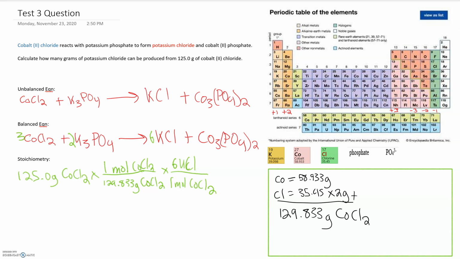We now have the mole ratio, and now we need to turn our moles into grams. So we're going to multiply this by the formula mass of potassium chloride over 1 mole of potassium chloride. To get the mass of potassium chloride, we get our mass of potassium, which is 39.098, and we get our mass of chlorine, which is 35.45. We add them together to get 74.548 grams potassium chloride.